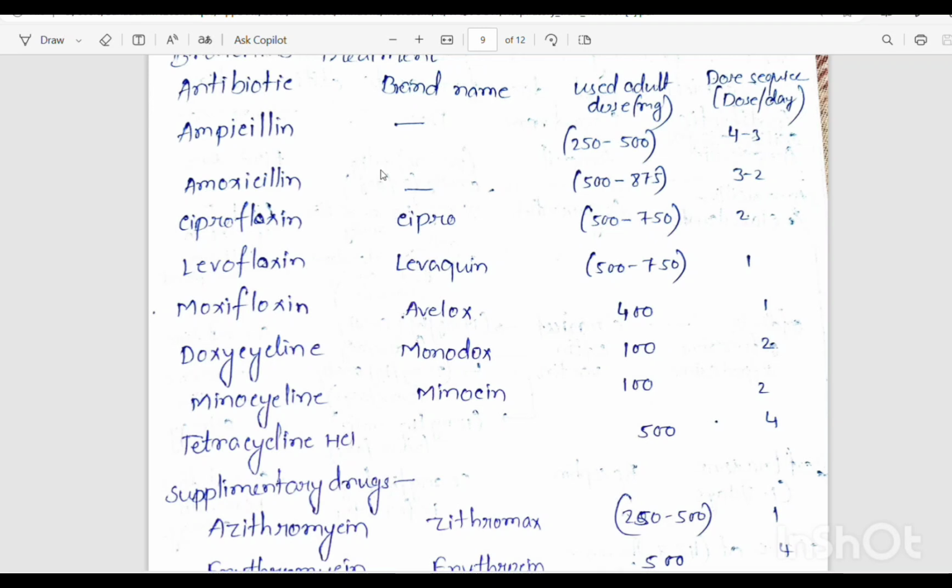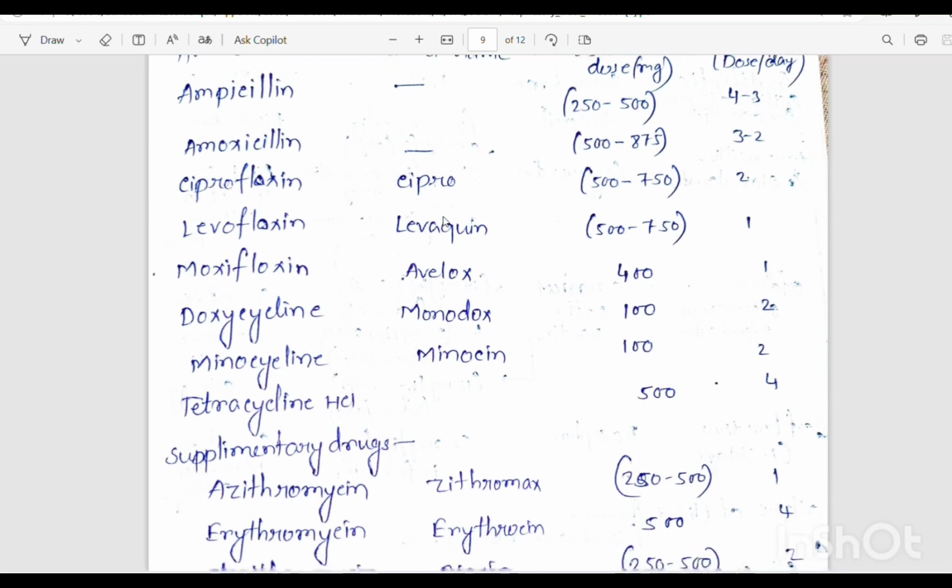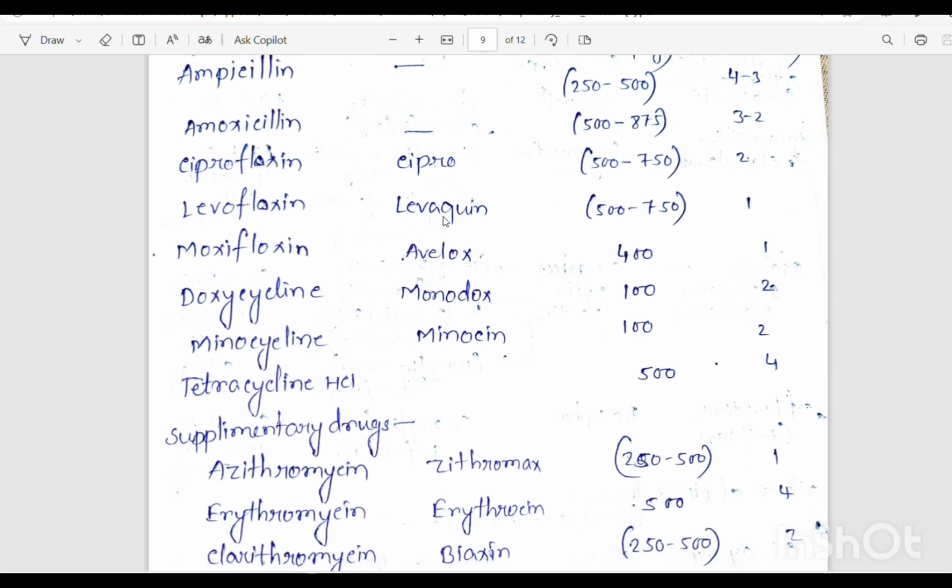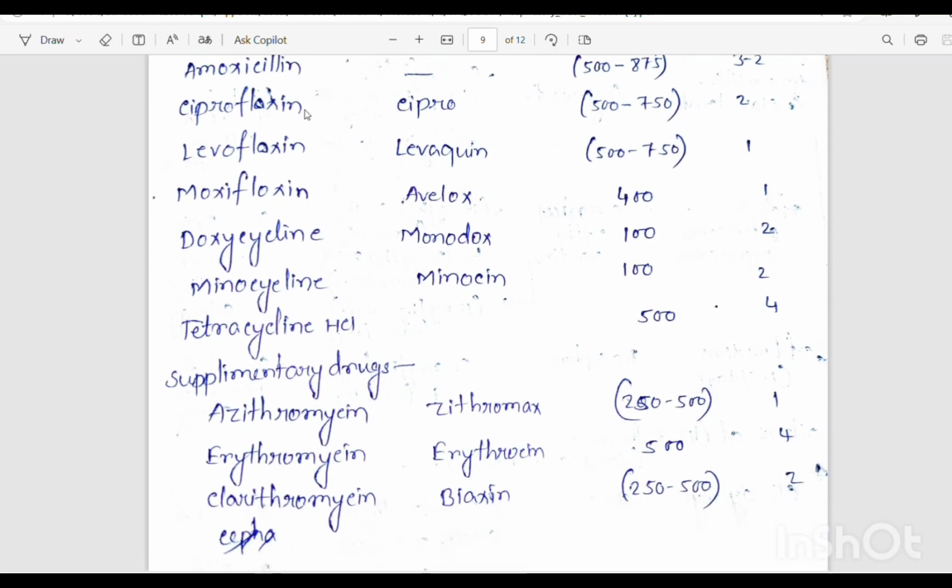The second one is amoxicillin. The brand name is also amoxicillin. The adult dose is 500 to 875 mg, and the dose should be taken 2 to 3 times in a day. Then the third antibiotic for bronchitis is ciprofloxacin. Here, as you saw in the treatment of pneumonia, the brand name is Cipro, and the dose is 500 to 750 mg, and should be taken 2 times a day.